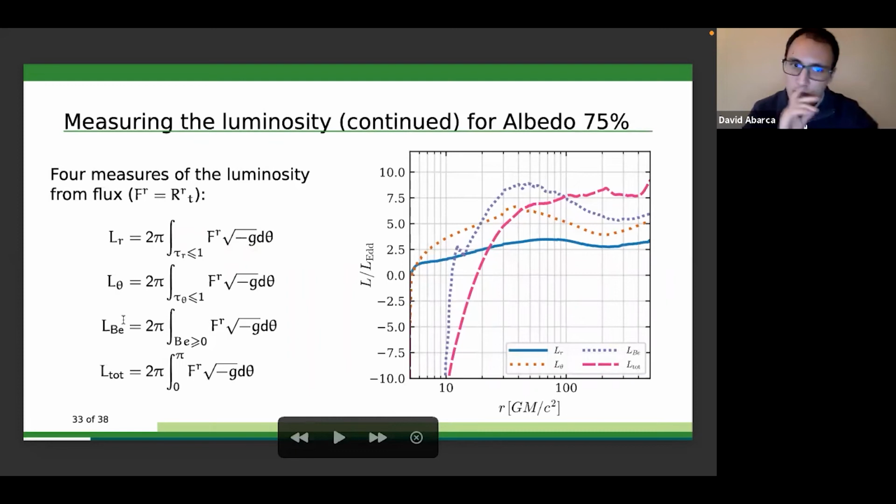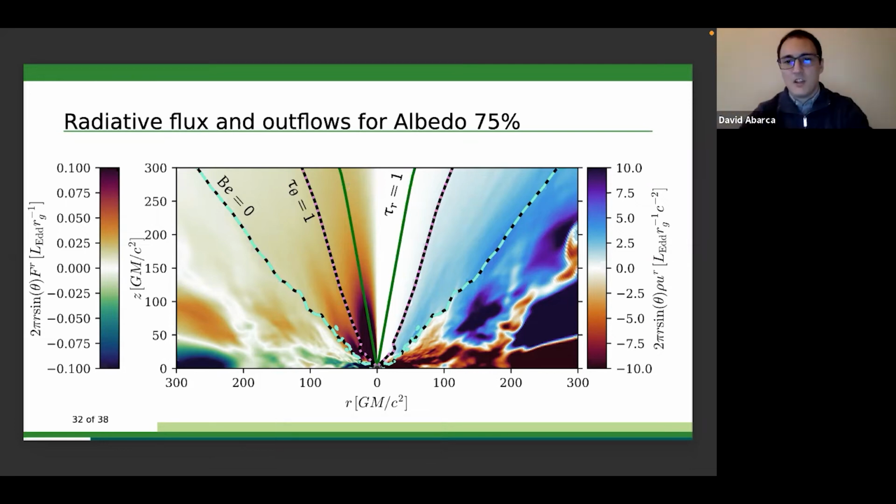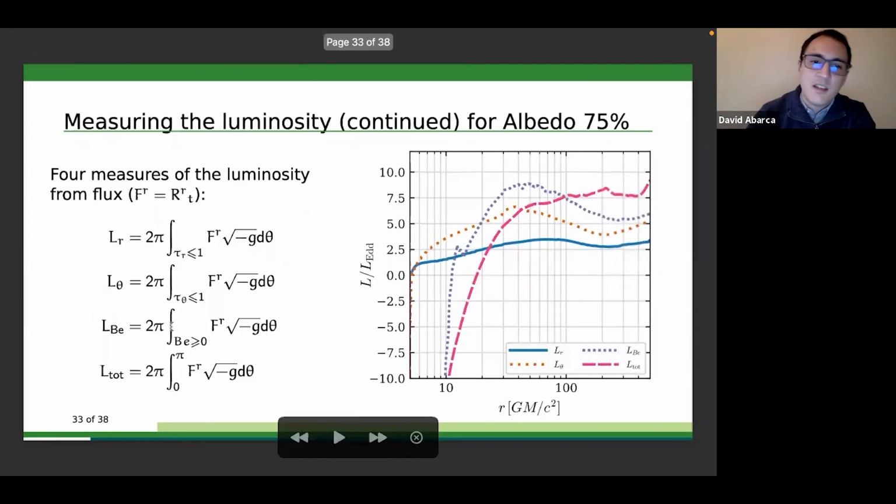Then you can do the same thing with this Bernoulli surface. So this is all the unbound gas. The idea is you say, let's count all of the radiation flux above this surface and assume that the gas will release all of its radiation at some point. So you can get a luminosity that way as well. And these are these 3 luminosities. You can ignore the pink line. These are those 3 luminosities measured in those 3 different ways.